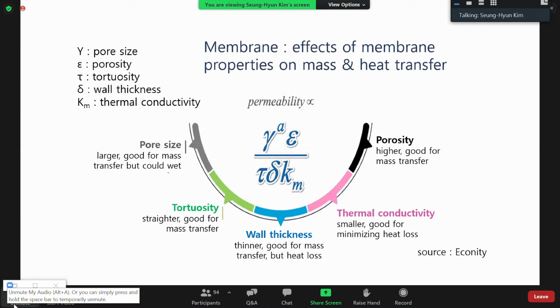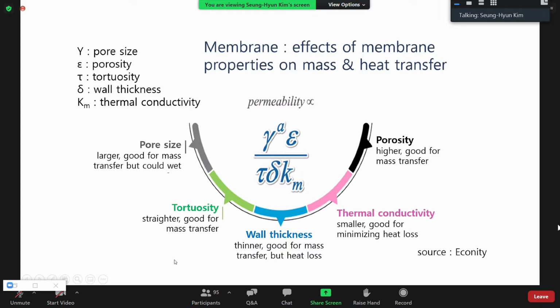And this slide shows effects of membrane properties on mass and heat transfer. Pore size: larger is better in terms of mass transfer, but it decreases liquid entry pressure, and then the membrane becomes wet. And porosity: higher is better for mass transfer, but in terms of production, pore size and porosity are related, so you have to settle on certain values.